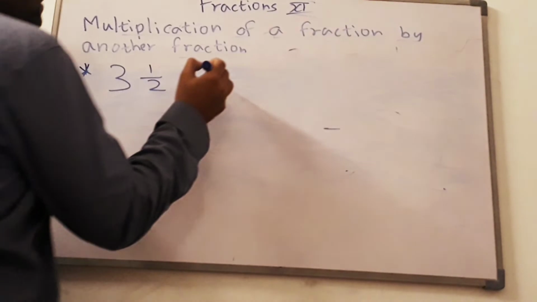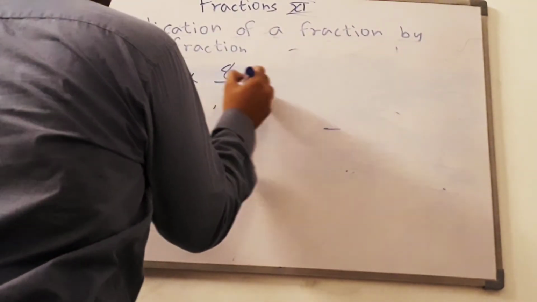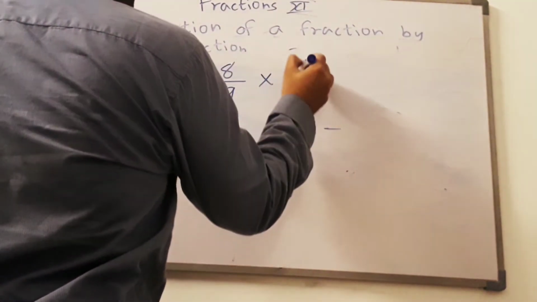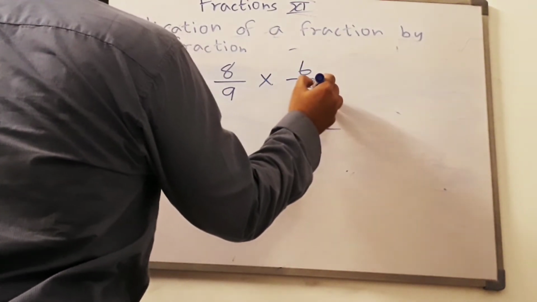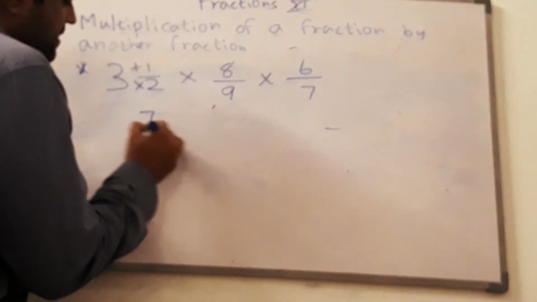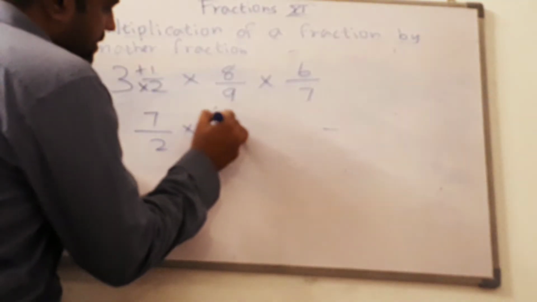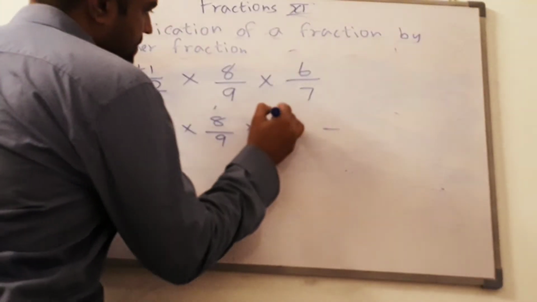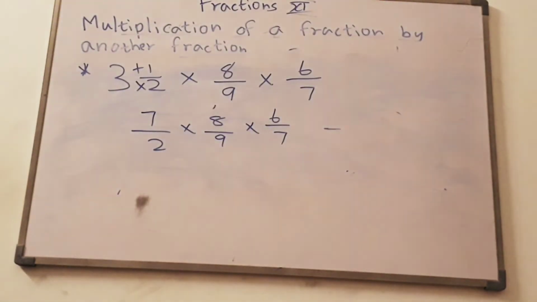3 and 1/2 times 8 out of 9 times 6 out of 7. Okay, there are 3 fractions given to multiply by each other. First we have to convert the first fraction to an improper fraction. 3 times 2 is 6 and 1, 7 out of 2 times 8 out of 9 times 6 out of 7. Now we can simplify.